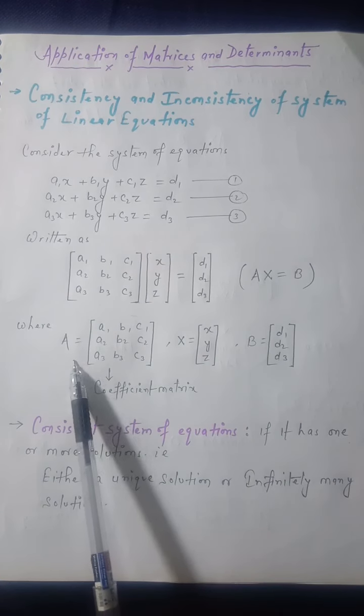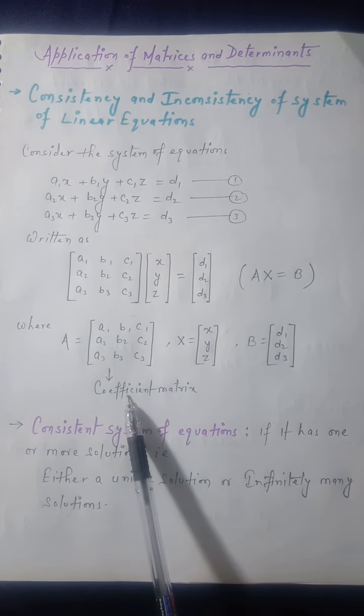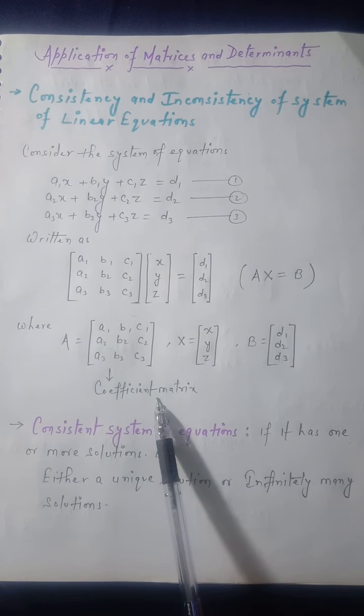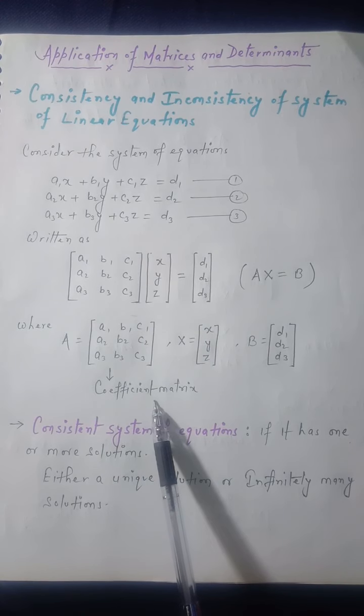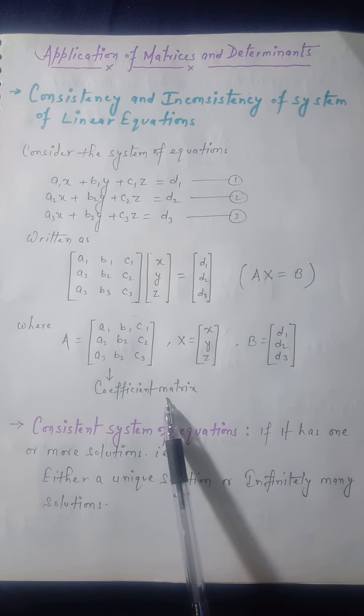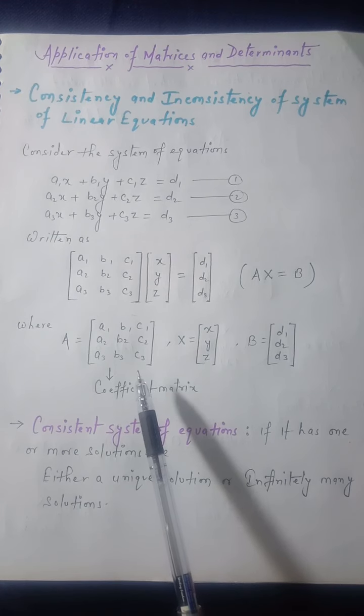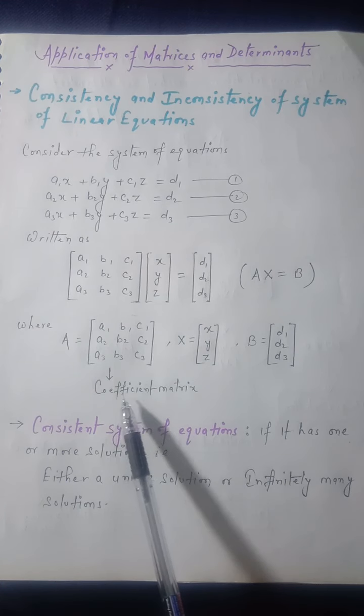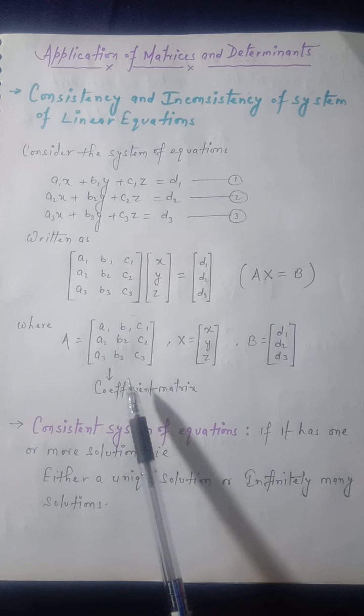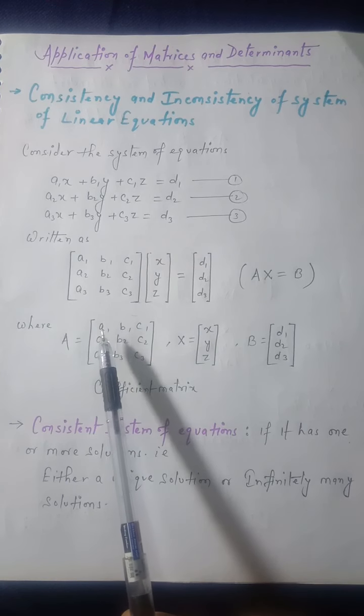Remember, this A is always known as the coefficient matrix because we have formed this matrix by arranging the coefficients of x, y and z. When there are two equations, we will also form a coefficient matrix, but in that case it will be of order 2 by 2.